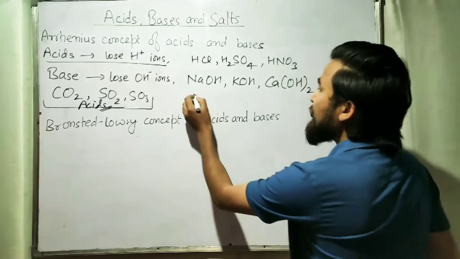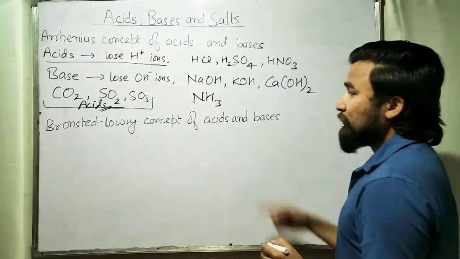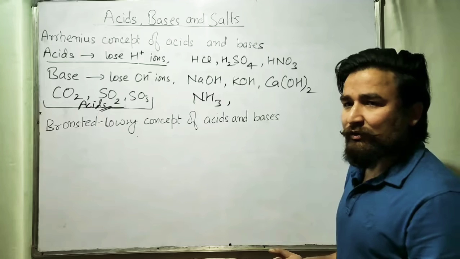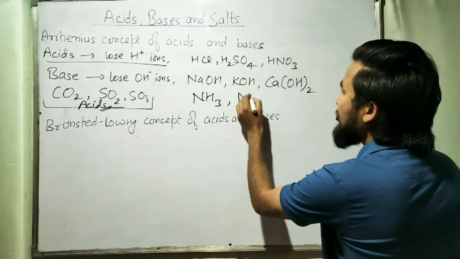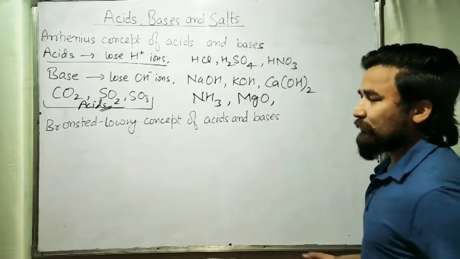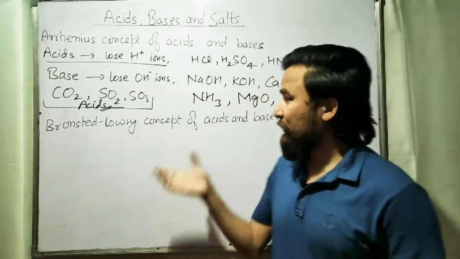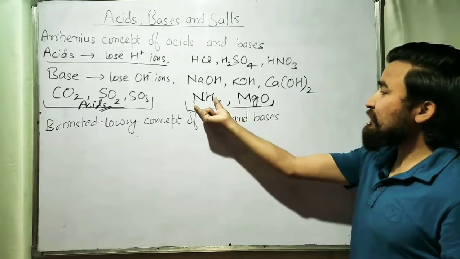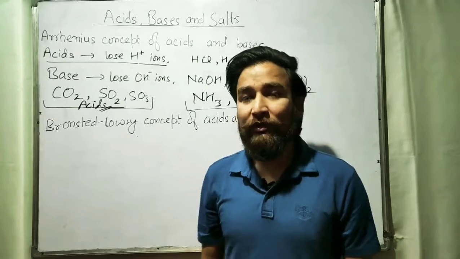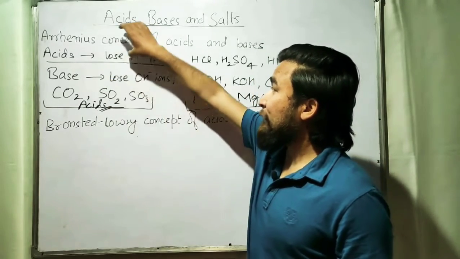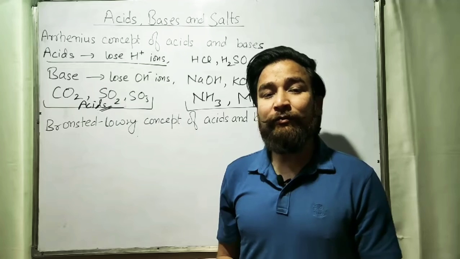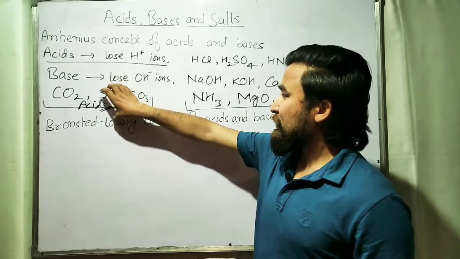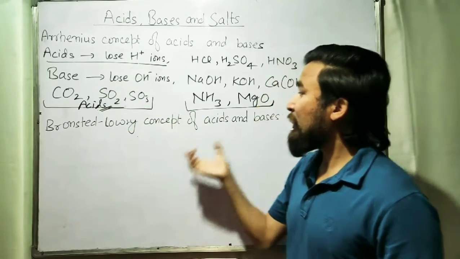Similarly, there are so many compounds like NH3, which is a base. Other compounds also act as bases, like all oxides of metals. They are bases, but again they do not lose the OH minus ion because they don't have OH minus ions to lose. That is the major drawback of the Arrhenius concept of acids and bases. To overcome these limitations, we have the Bronsted-Lowry concept.